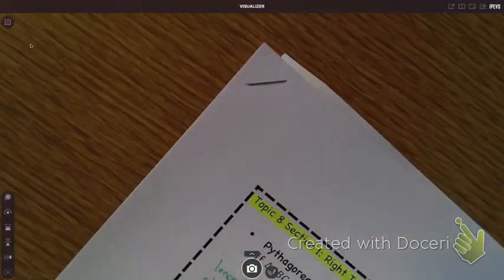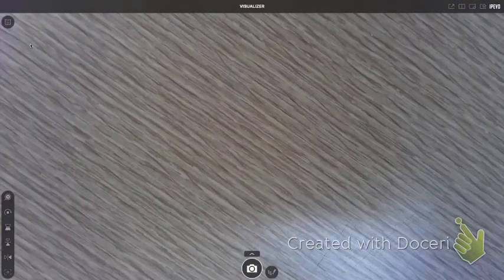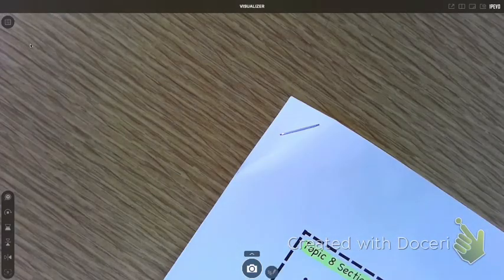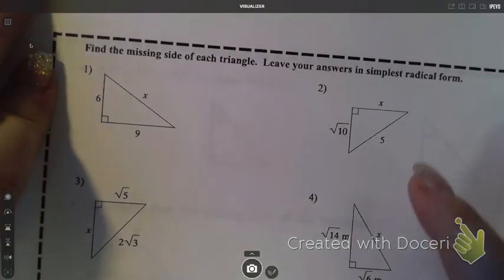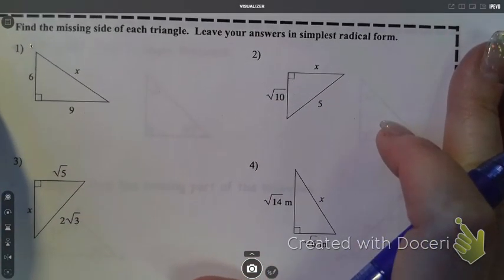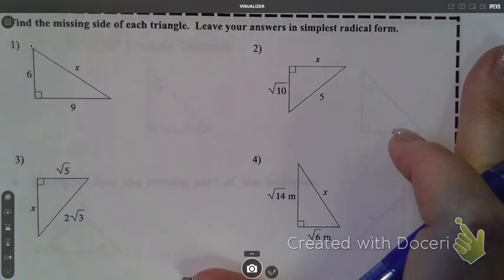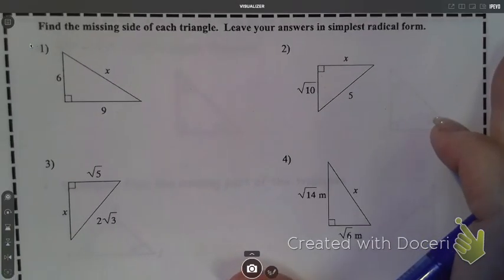Okay, next page. All we have is a bunch of examples. You're going to do some with me, some on your own, and then when we're all done with that, you go to your worksheet. Wait, so we're not doing all of these? No. I told you over several days.